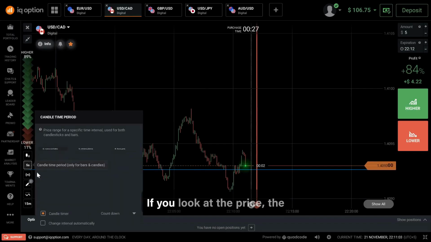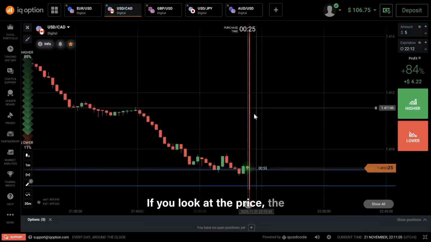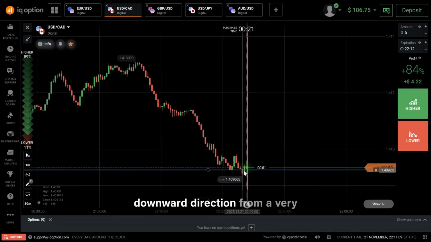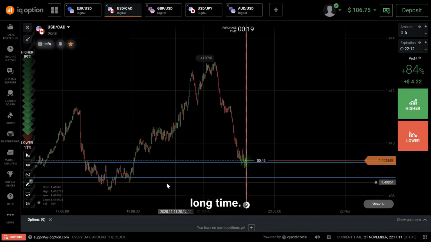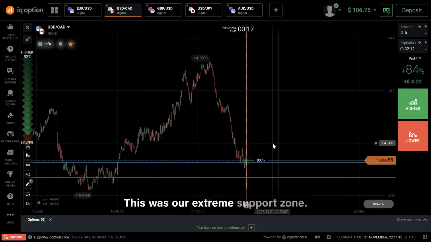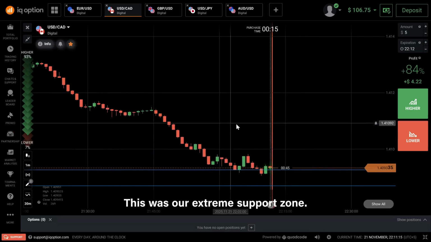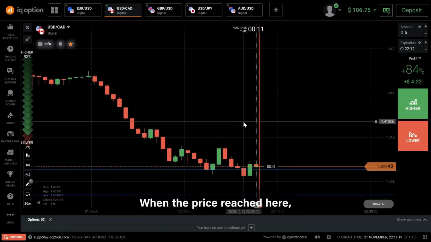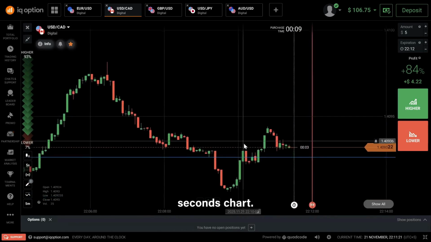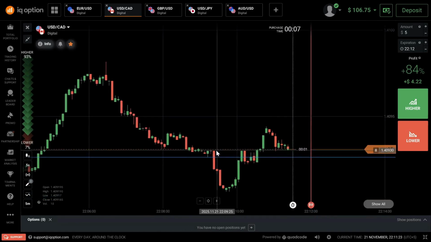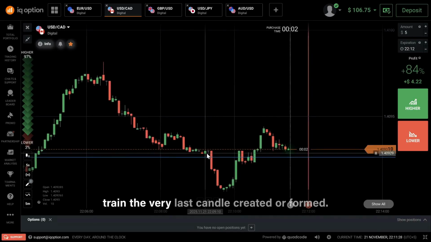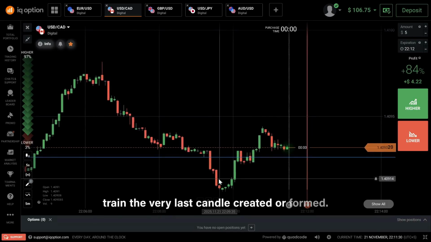Okay, if you look, the price was falling in the downward direction for a very long time. This was our extreme support zone. When the price reached here, let me tell you, in the 5 seconds chart, this was the pattern the very last candle formed.